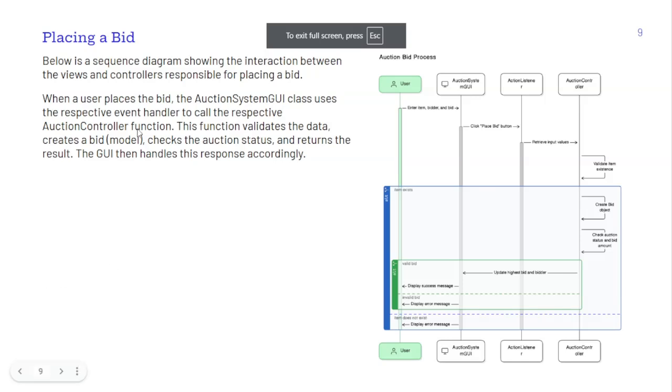So below here is a sequence diagram showing the interaction between the view and controller responsible for placing the bid. When a user places the bid, the auction system GUI class uses the respective event handler to call the respective auction controller function. This function validates the data, creates a bid model, checks the auction status, and returns the result. The GUI then handles this response accordingly, and over here is basically the sequence diagram covering what I just said.